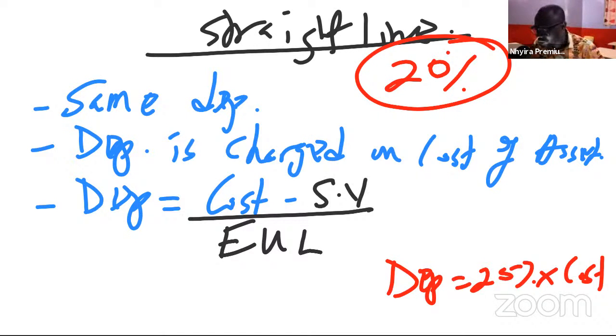The same amount of depreciation is charged over the life of the assets. The depreciation is charged on the cost of the assets, and then the depreciation is going to be the cost of the assets minus the scrap value or the terminal value divided by the economic useful life of the assets. In some instances, you may not have the scrap value of the assets. So if you don't have the scrap value, then directly the annual depreciation is going to be the cost of the assets divided by the economic useful life of the asset. That is simply what we mean by the straight line method. Very simple, sweet, straight to the point.